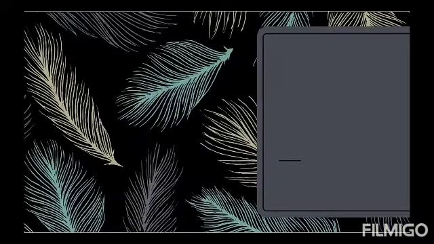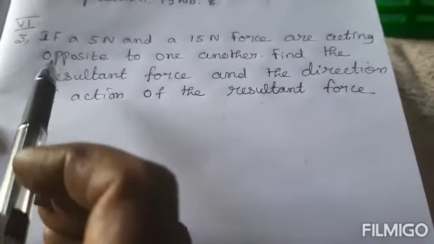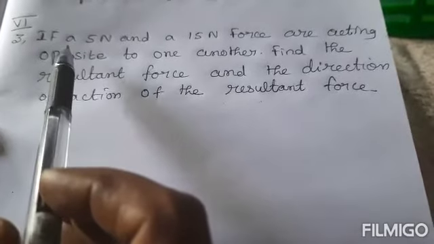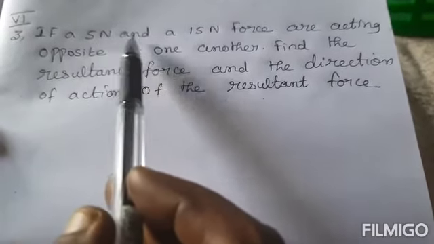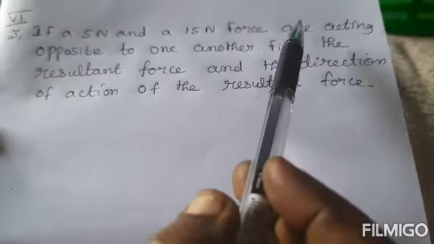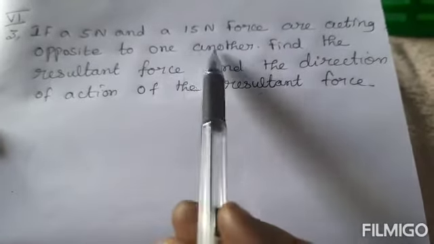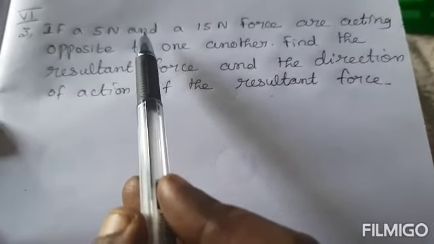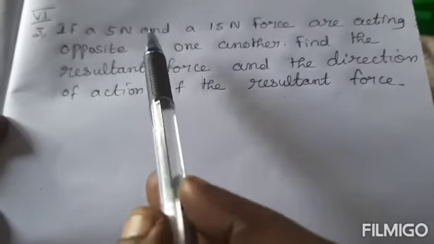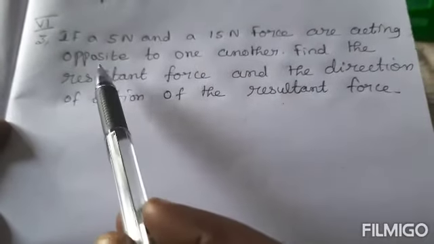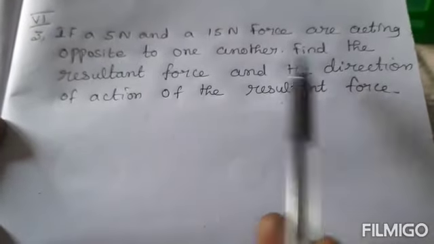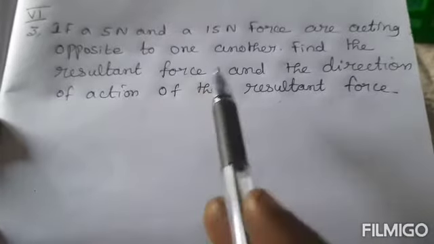So now you are clear about balanced and unbalanced. Look at this problem for you, book back question, lesson 6, question number 3. Now listen all of you. If a 5 Newton and a 50 Newton force are acting opposite to one another, opposite direction means what's the formula? F1 minus F2, all of you know. Same direction means you have to add, F1 plus F2. Here we are given opposite direction, so you have to subtract. Find the resultant force.